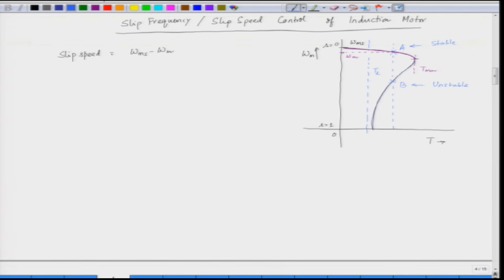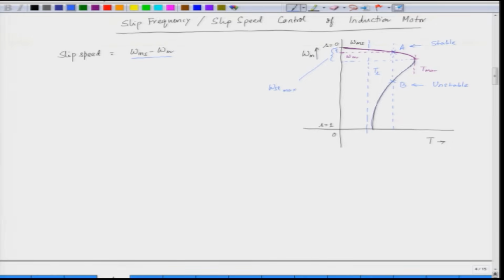So, that can be ensured by controlling the slip speed, because slip speed is the difference between the synchronous speed and the motor speed. So, if we control this slip speed, we can always operate the motor within this maximum value of slip speed, which is omega S L max. And that is the main reason why we want to go for slip speed control or slip frequency control. So, the slip frequency control will ensure stability of the induction motor drive.